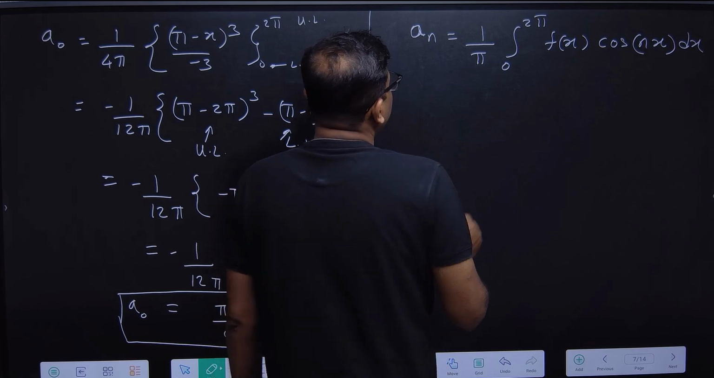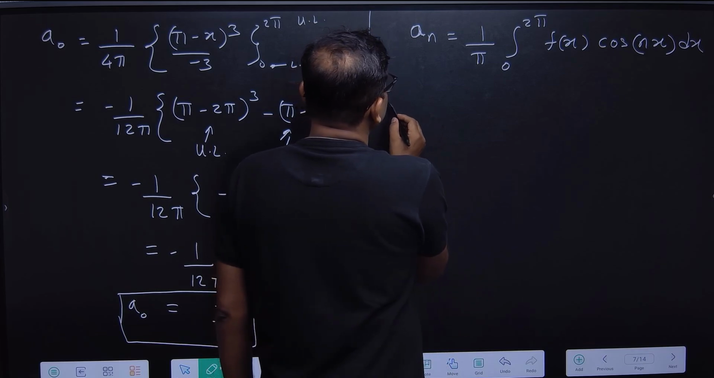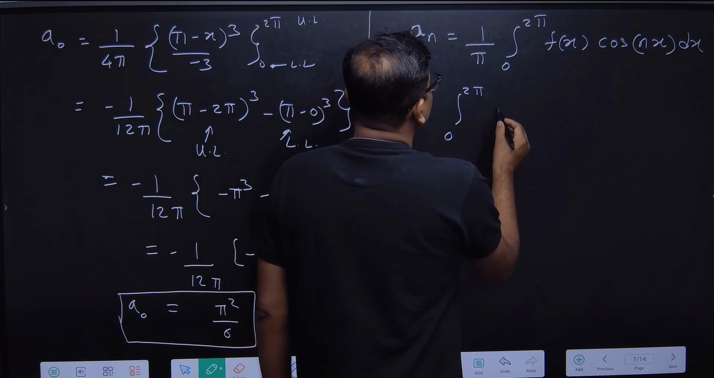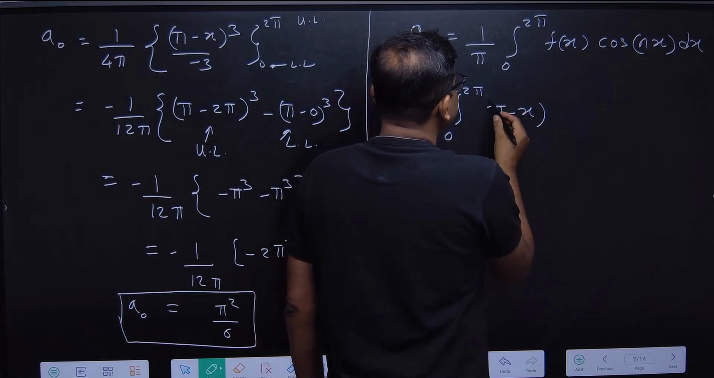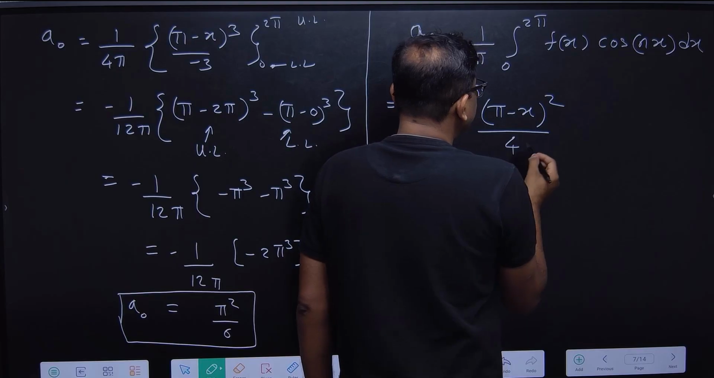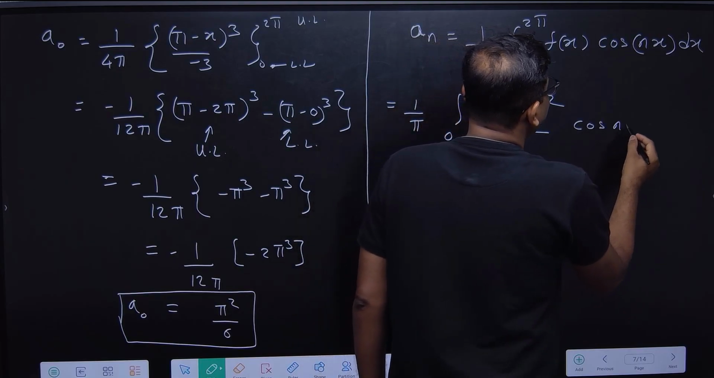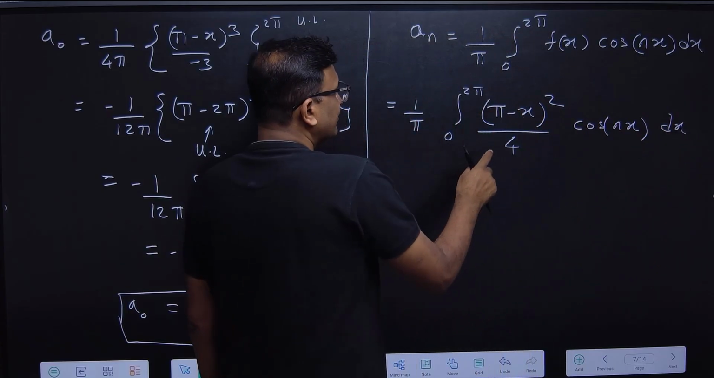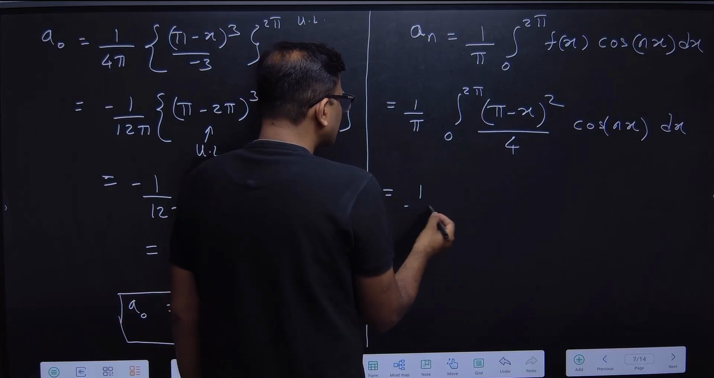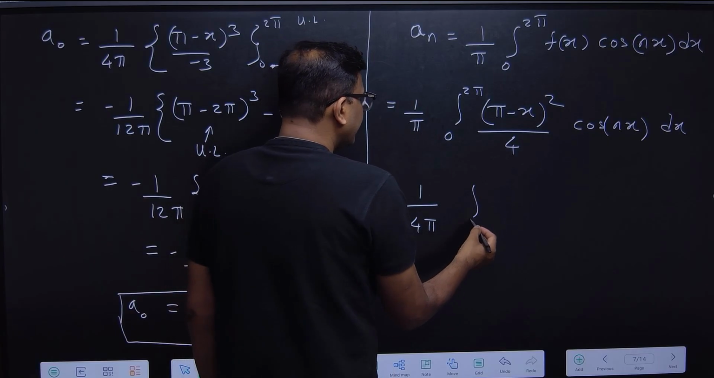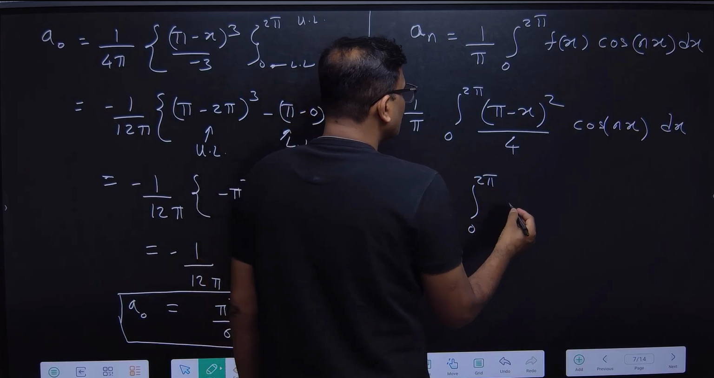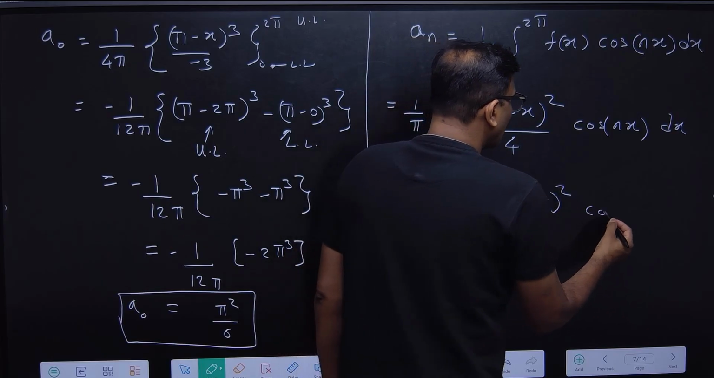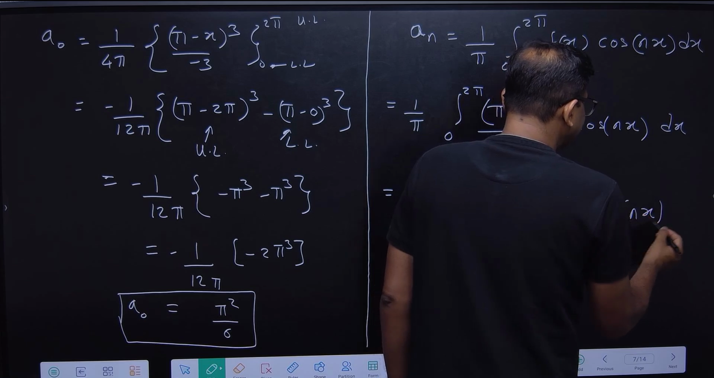Okay. Now, if we substitute the value of f of x, the f of x is pi minus x the whole square upon 2 square, that is 4, into cos of nx dx. Just substitute the given value of f of x. We can take this 4 outside, so it will be 1 upon 4 pi integration with limit 0 to 2 pi pi minus x the whole square into cos of nx dx.